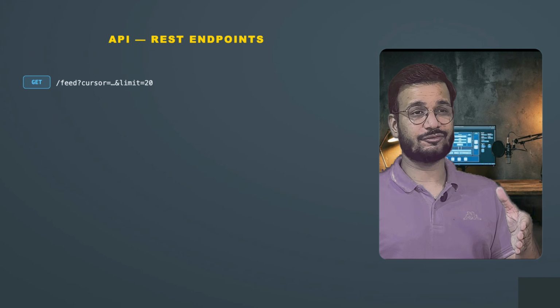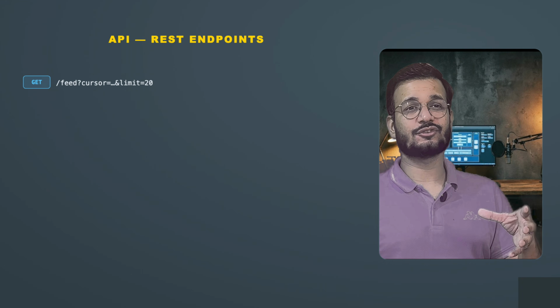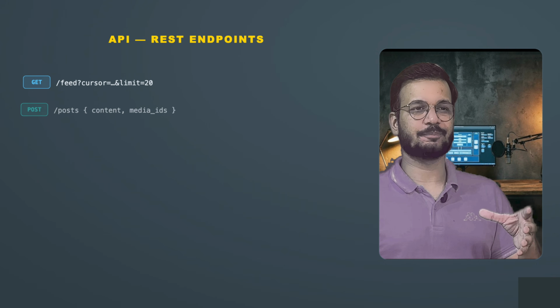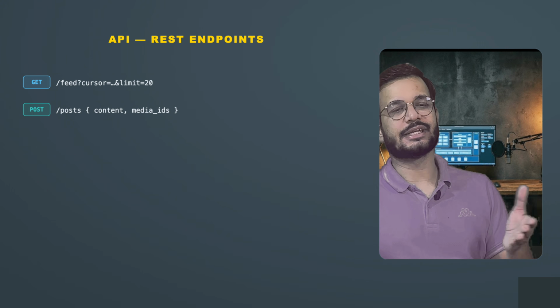All right, so before we jump into the architecture, let's nail the API. This will be the base on which we'll make the high-level design. So the core API endpoints are: get feed, which gets my personalized feed and takes a cursor for pagination and a limit. And post, which creates a new post and takes content and media IDs.